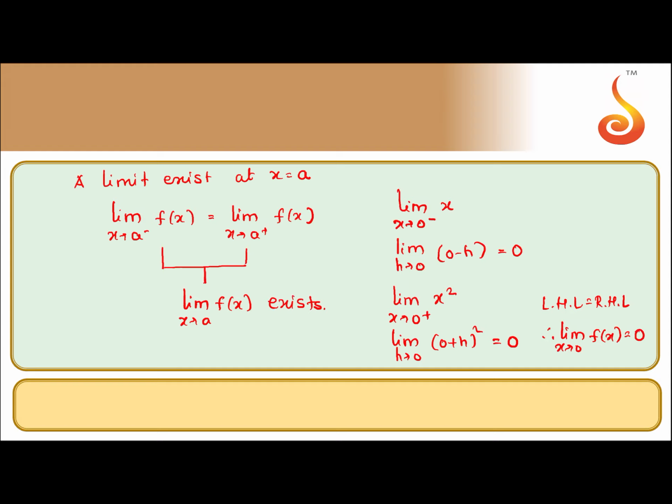Again I repeat, when will the limit exist? When left hand limit is equal to right hand limit, then only we have a right to write limit x tending to 0 f of x equal to 0. So a limit exists at x equal to a when limit x tending to a minus f of x is equal to limit x tending to a plus f of x. Then we say limit x tending to a f of x exists.